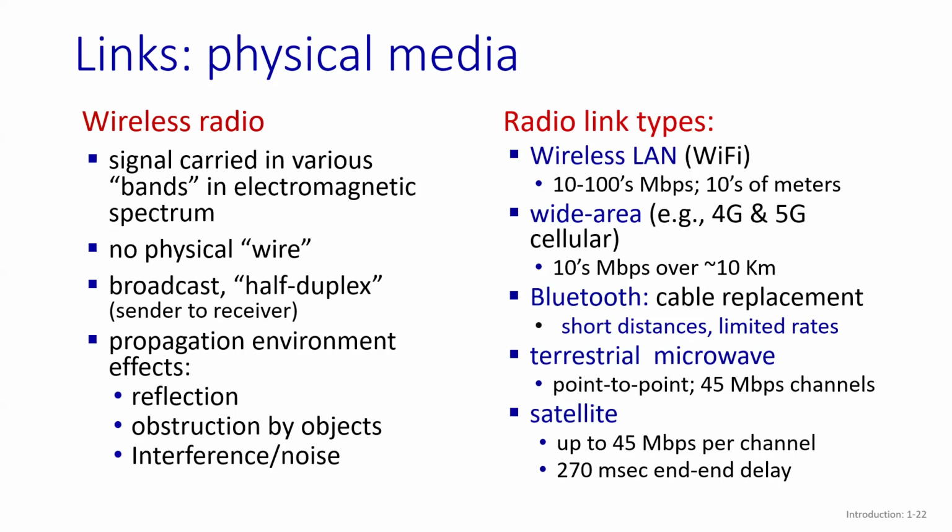Wireless communication also suffers from electromagnetic interference and obstruction by objects, which limits its coverage area. So we categorize them into wireless LAN, which we discussed, goes up to tens of meters. Wide area networks, which have more coverage as compared to the wireless LAN. And then we have wireless personal area networks or PANs, which have shorter distance as compared to the wireless LANs. We have terrestrial microwaves as well, and satellites. In satellites, because of the distance, there is significant delay. Approximately 270 millisecond end-to-end delay is there in the satellites.